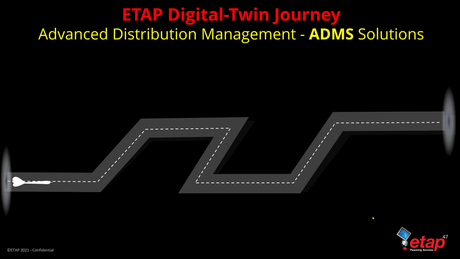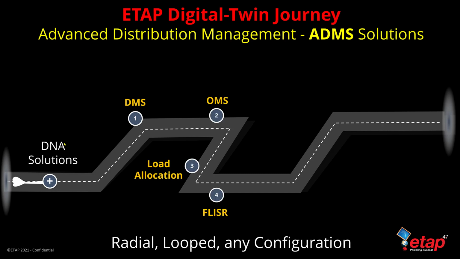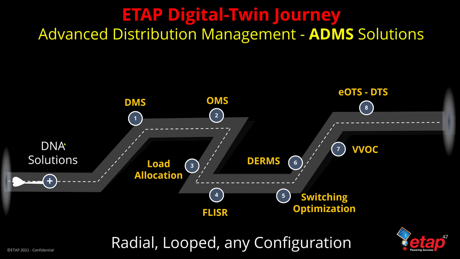One of the other types of power management solution is ADMS, which is very specific for utility distribution systems, where we leverage the DNA model or distribution network analysis model that is predominantly geospatial based and provide DMS applications, OMS, load allocation, FLISR, switching optimization, DERMS, volt-var optimization and control, and of course a dispatch training simulator to make an end-to-end ADMS solution that is leveraging your design or planning model.